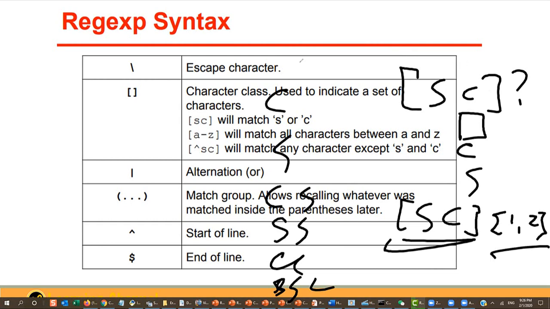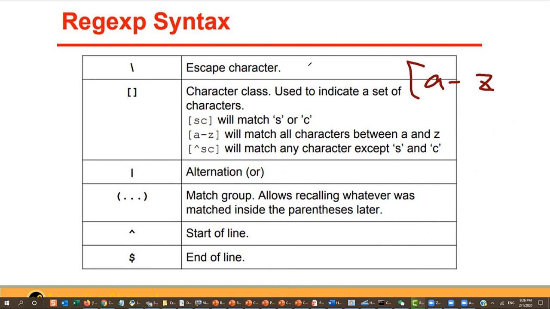And if I write A to G with a count of 1, that means one of the characters A, B, C, D, up to G, one time. The dash means a range from A to G. And that is for positive candidates, so you put your candidates in there. You can also use a caret sign, which means anything else but S and C. So this one will give you A, B, D, E, whatever character is okay, but no C and no S.